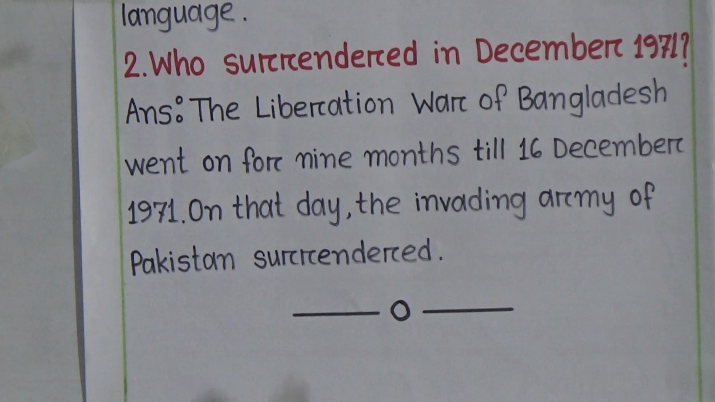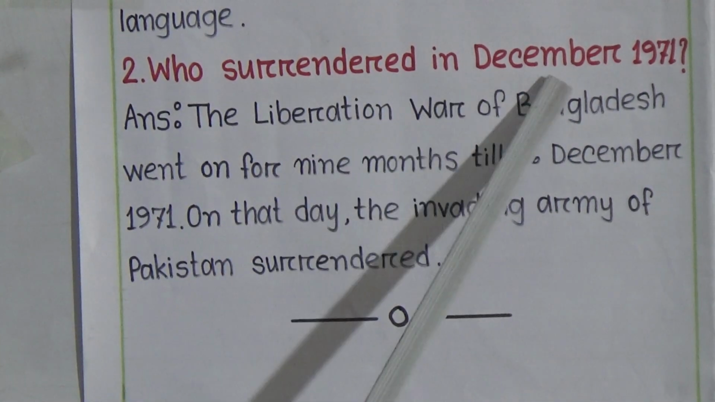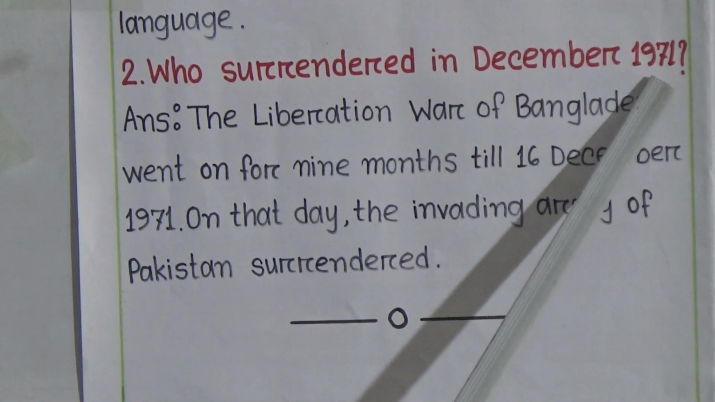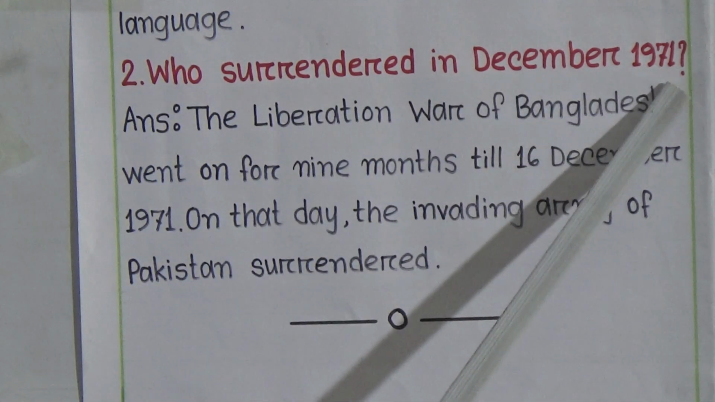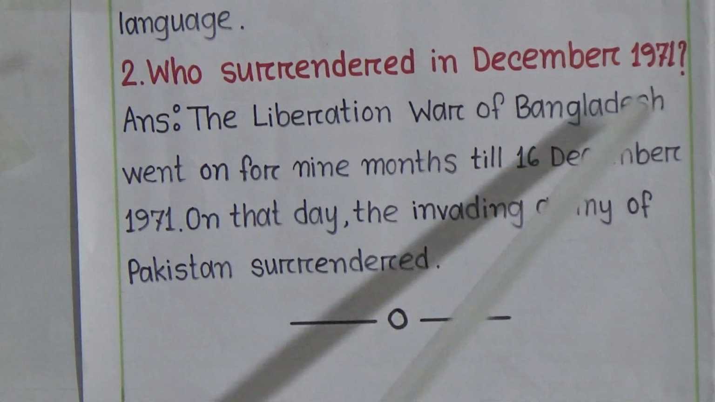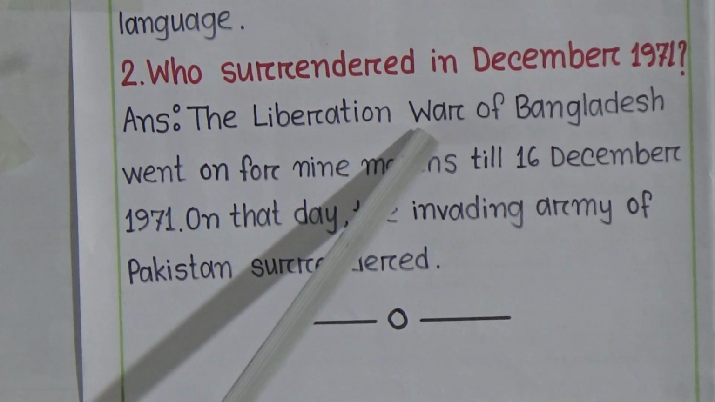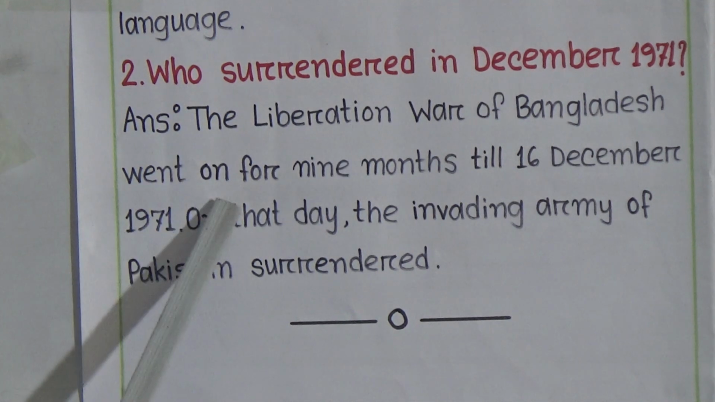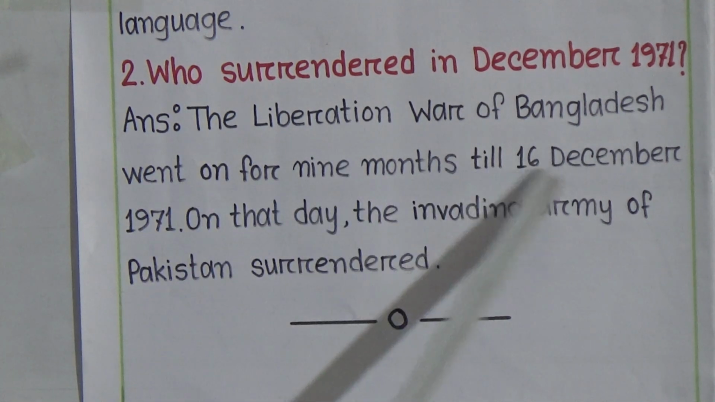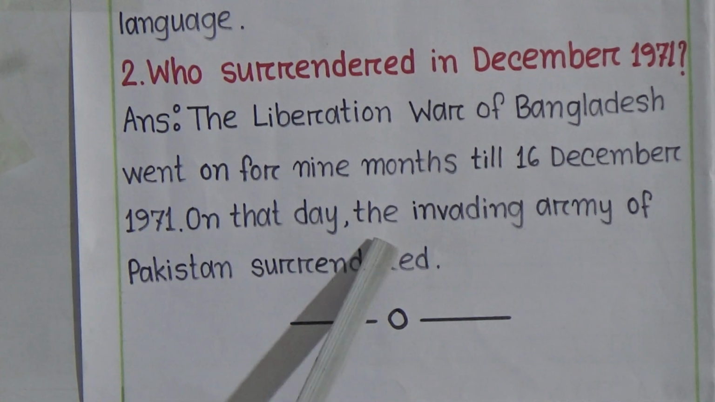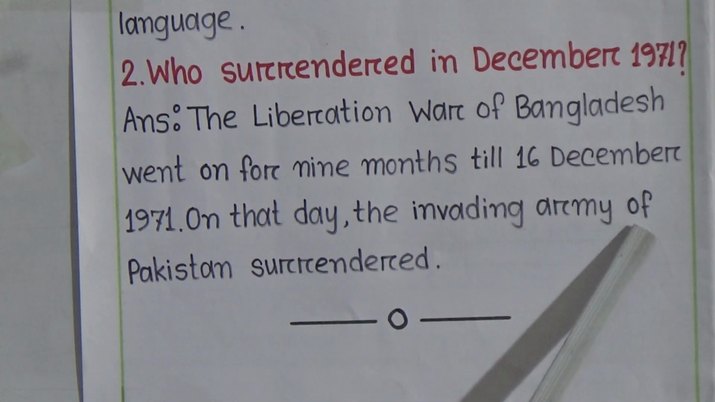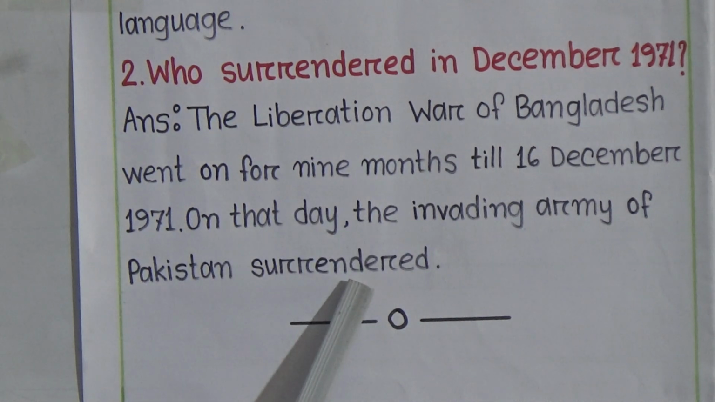Now come to number 2. Question is, who surrendered in December 1971? The answer is, the Liberation War of Bangladesh went on for 9 months till 16th December 1971. On that day, the invading army of Pakistan surrendered. That's for our short questions.